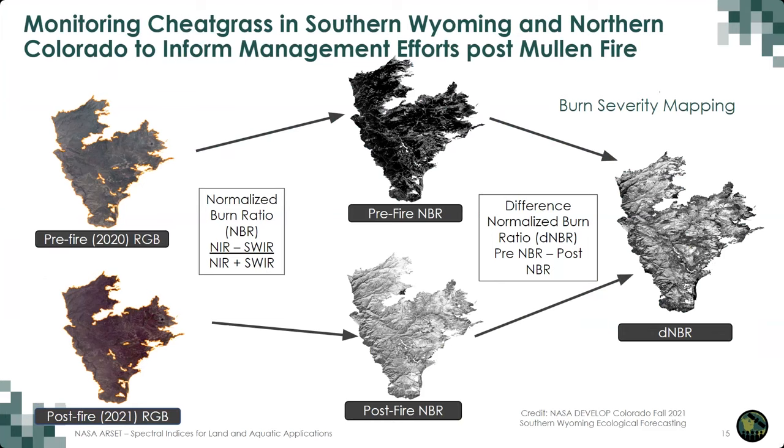Here, we see that the team used both NBR and DNBR to analyze the impact of the Mullen fire. The team derived NBR raster values from June 2020 pre-fire imagery and June 2021 post-fire imagery using the near-infrared and shortwave infrared bands. You can see the pre- and post-fire NBR is the middle images on the top and the bottom. They then calculated the DNBR using the pre- and post-fire rasters, and that is the image furthest on the right.